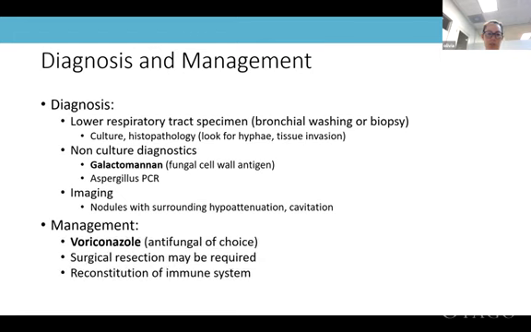So management of aspergillus, voriconazole is the antifungal of choice. So that's an azole, but fluconazole generally doesn't work against molds. So you need mold active azoles, and so that's something like voriconazole. Surgical resection might be required, so sometimes you do need to think about whether cutting these infections out is the best thing. And then again, they need reconstitution of their immune system. So in these groups, it's usually trying to get their counts back up again so they're not neutropenic, trying to get them off the steroids, that type of thing.